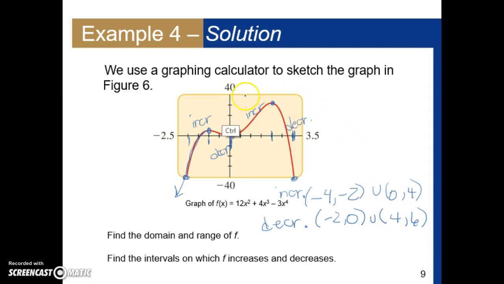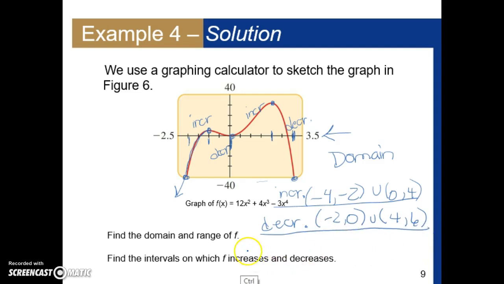So if you are doing increasing, decreasing work and you're looking for the interval over which that's happening, we're always talking about X values. It's always going to be domain values that you show, unless it specifically asks for output values. But when we talk about increasing, decreasing, we're talking about the domain values over which the function exhibits that behavior.